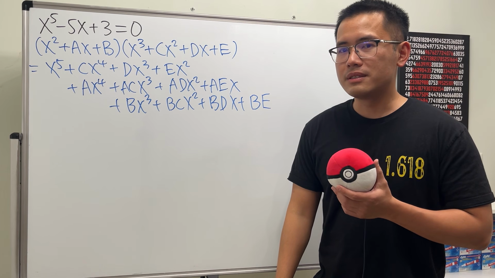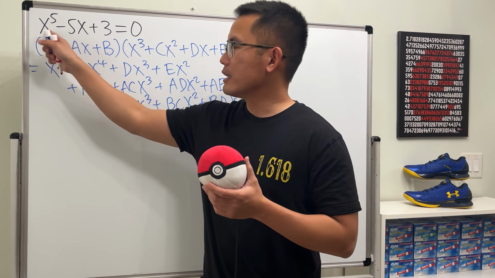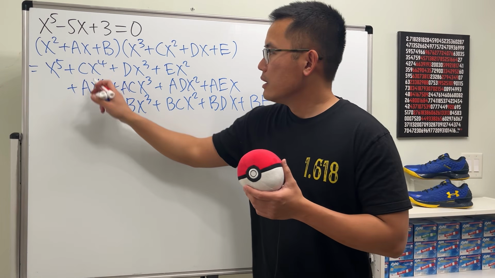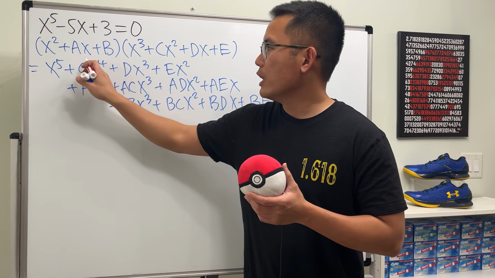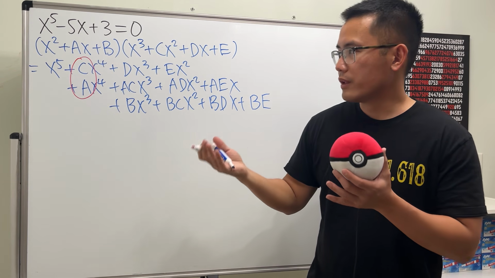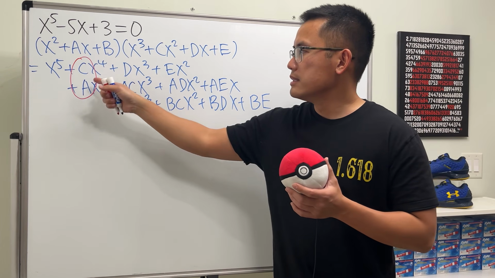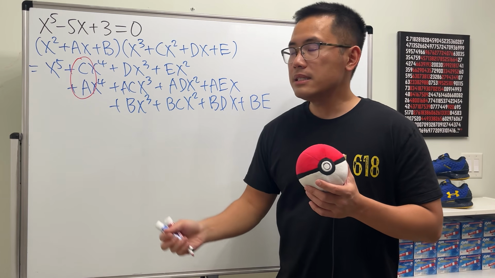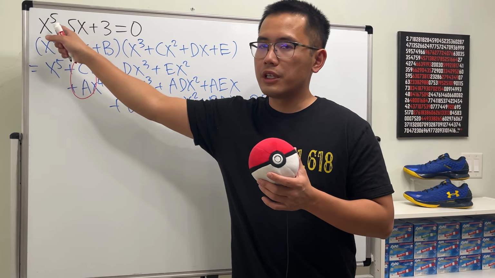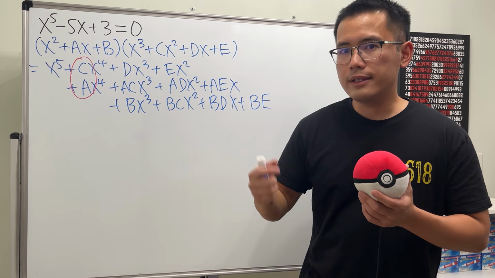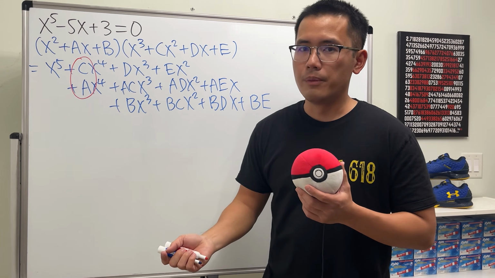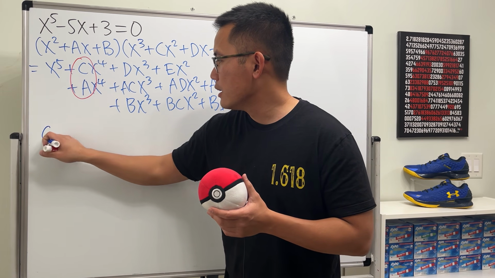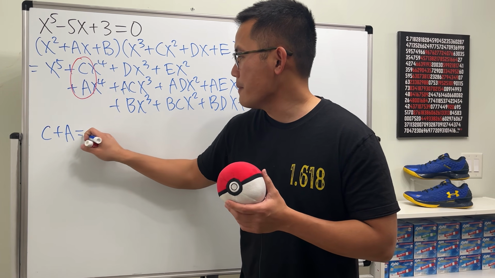So what we have to do next is that you see that the x to the fifth power matches with that already. And on the blue part here, we see that when we combine this and that, we will have the coefficient for the x to the fourth power being c plus a. But if you look at the original expression here, there was no x to the fourth power term. So that means c plus a has to be equal to 0. So we have our first condition. Let's just write that down here.